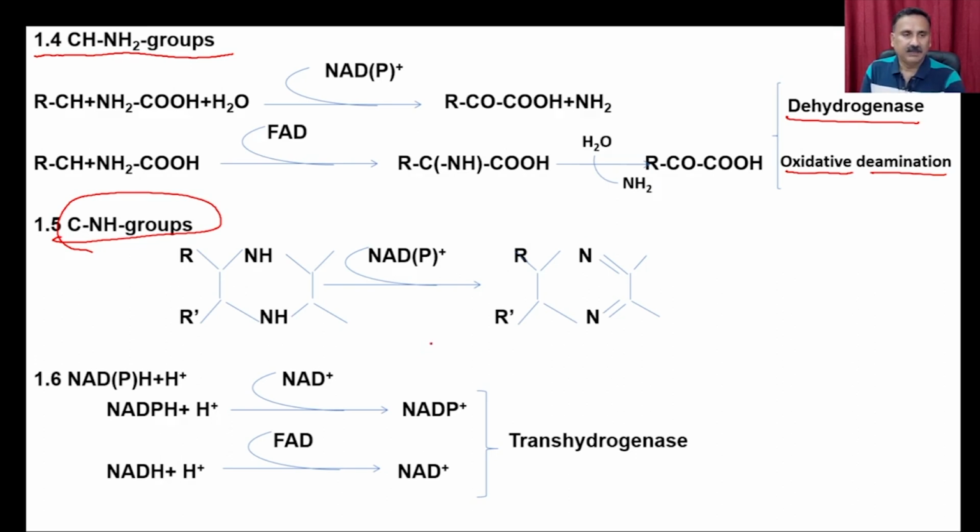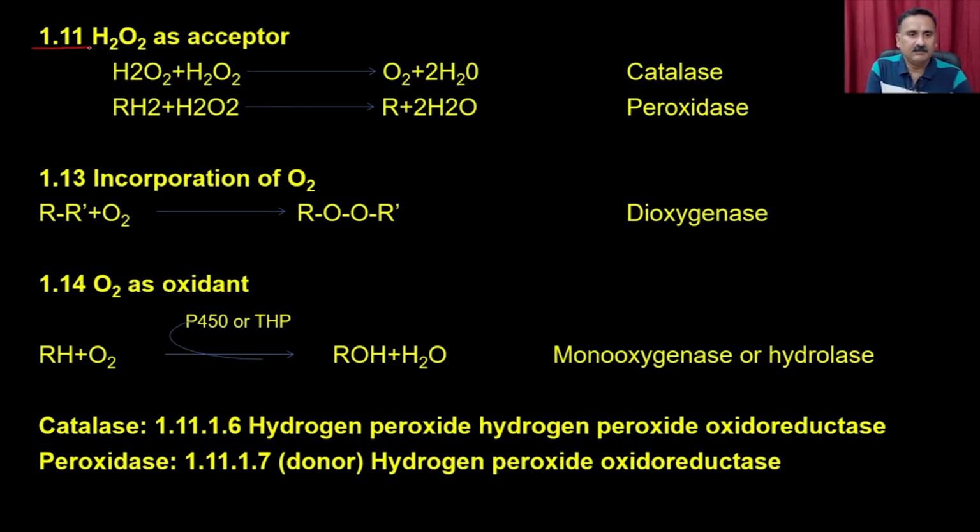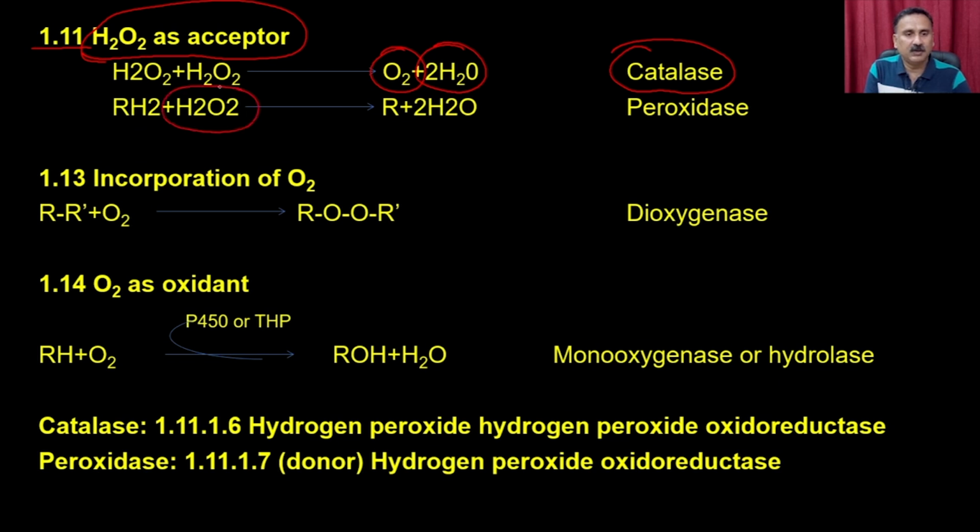And then we have the 1.11, where the H2O2 is going to be used as an acceptor. You see that the H2O2 is going to produce the water molecule and the oxygen, and that is the classical reaction catalyzed by the catalases. Or sometimes the H2O2 is going to be used for the oxidation of the substrate, and that is the classical reaction catalyzed by the peroxidases. Then we have the 1.13, and that is the incorporation of the oxygen, right?